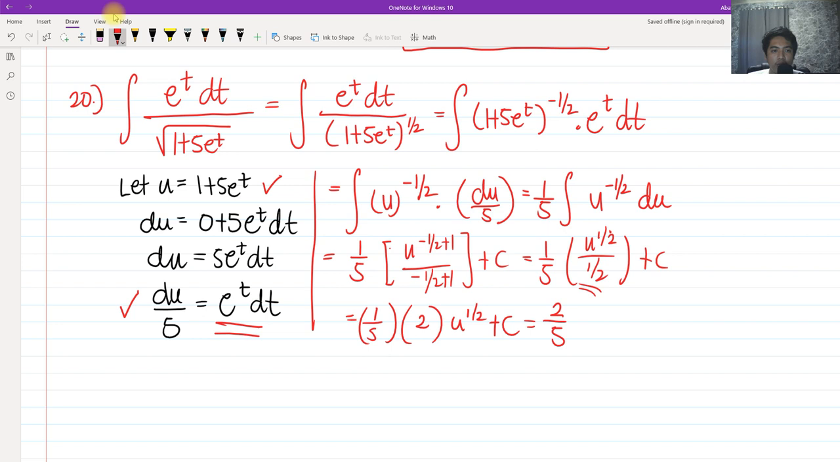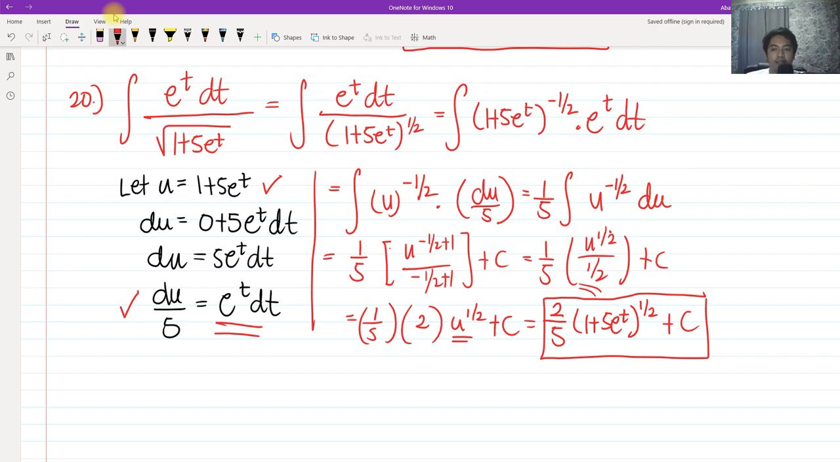Okay, we have to back substitute the u. Here, what's the value of our u? 1 plus 5e raised to t, raised to 1 half, plus c. So that would be our final answer for this problem: 2/5 multiplied by 1 plus 5e raised to t, raised to 1 half, plus c.